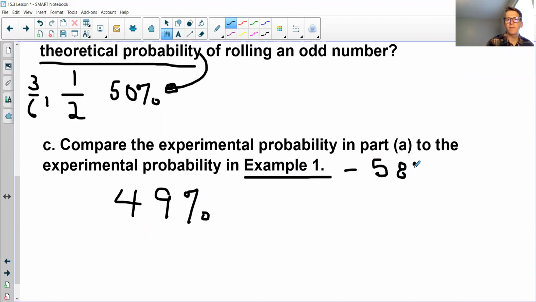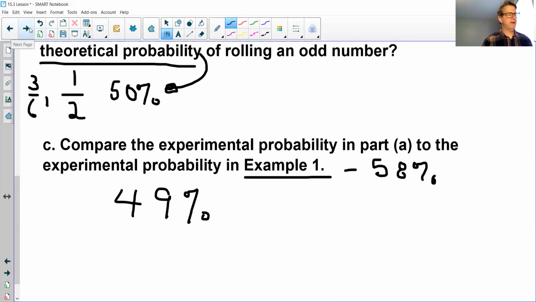experimental probability. Okay. So if you remember way back, the first example, we had the same question, and it was 58. So as we rolled the dice more times, we increased the trials from 50 to 300, the experimental probability decreased from 58 to 49, which was much closer to the theoretical probability.